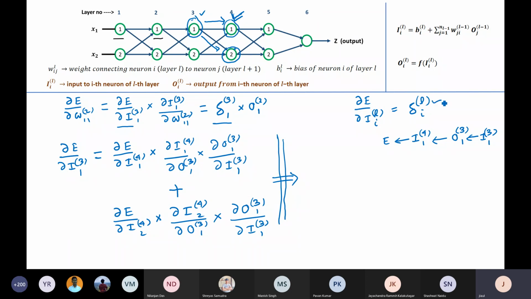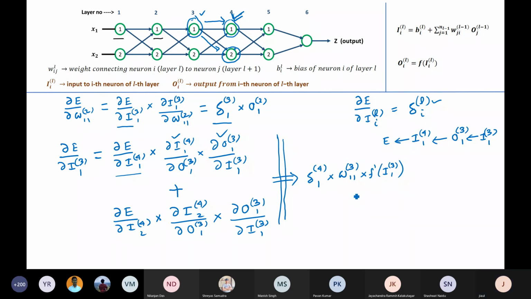So remember that I was using a shorthand notation like this. If I simplify that whole thing, what would this be? Delta 4 1. Then if I simplify this one, what would be the value? W 3 1 1. And what about this one? F prime I 3 1. Very good, absolutely perfect.